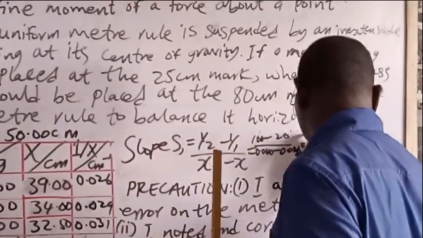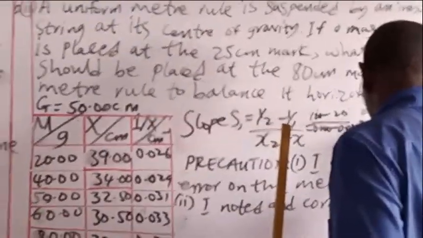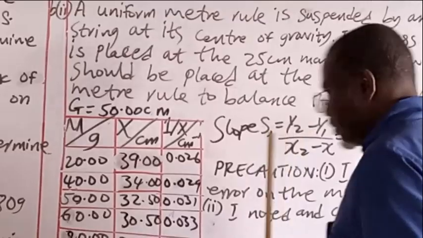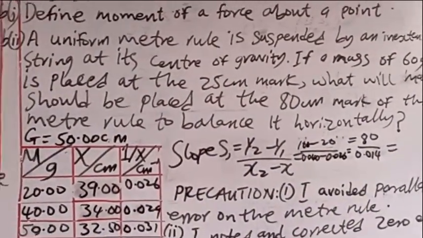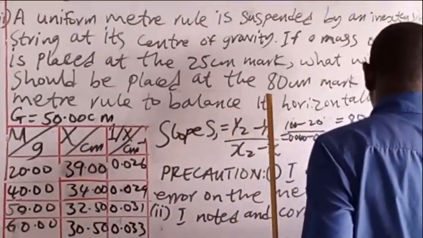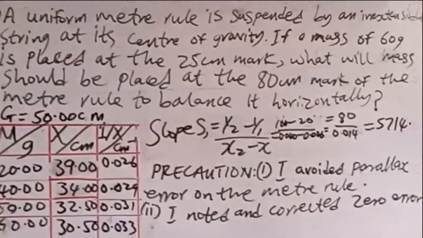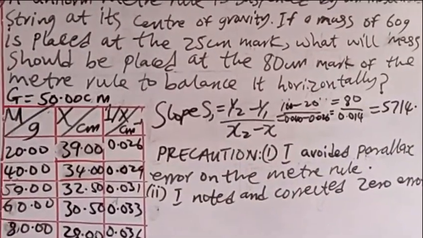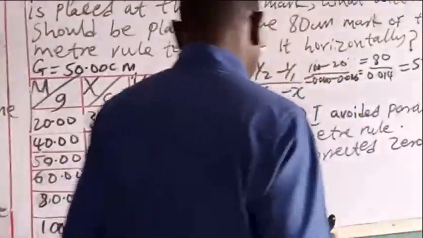This one will give us 80 divided by 0.014. When you divide 80 by 0.014, we get 5714.29. That is our slope.